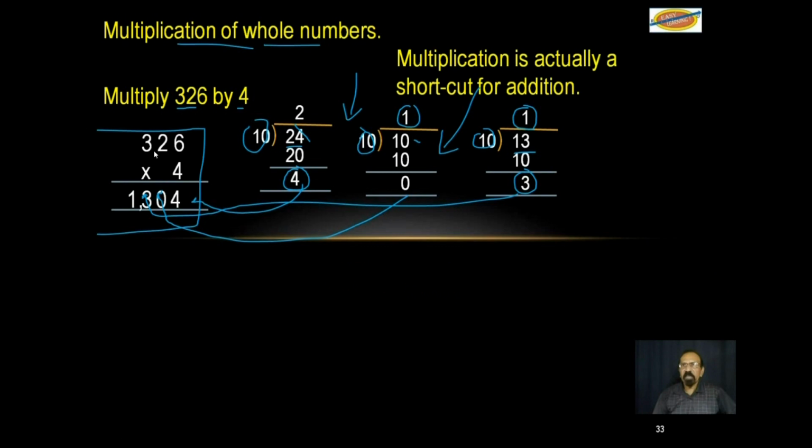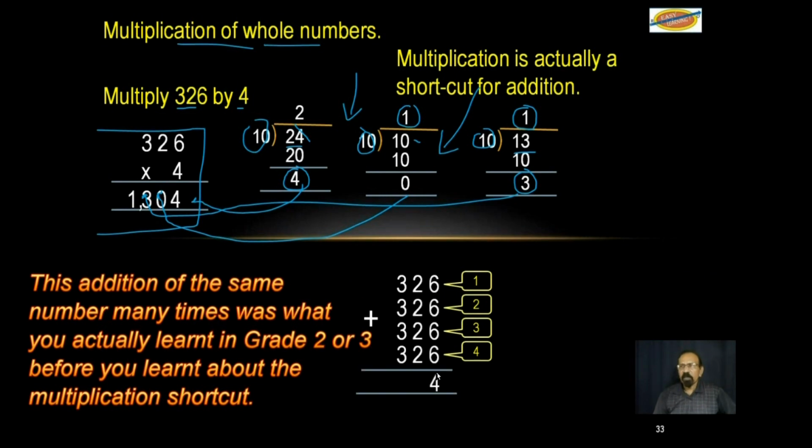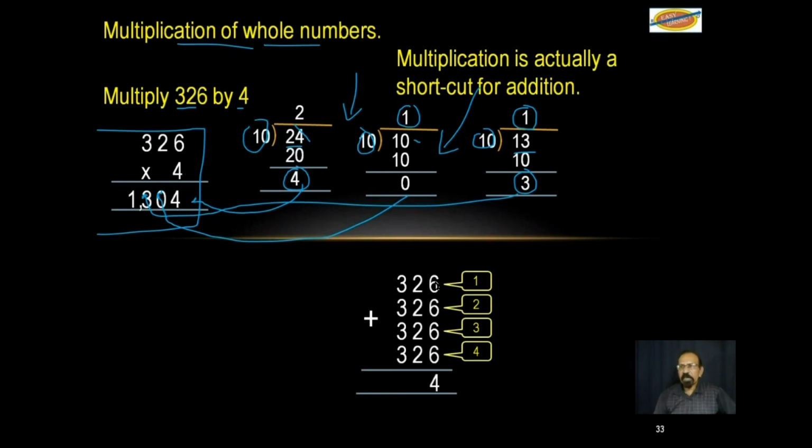Multiplication is actually a shortcut for addition. So this is 326 multiplied by 4. That really means add 326 4 times. 1 time, 2 times, 3 times, 4 times. And if you add that, you will get these same numbers you were getting here. 6 and 6 and 6 and 6 would give you 24. You cross out the 4 and put it here. And the 2 you carry over there.